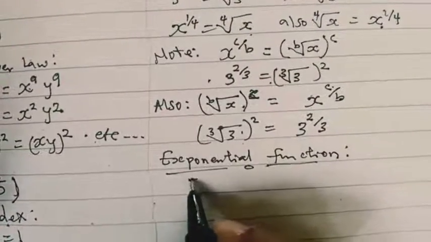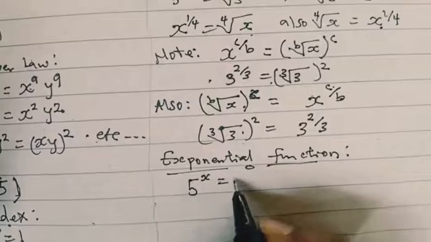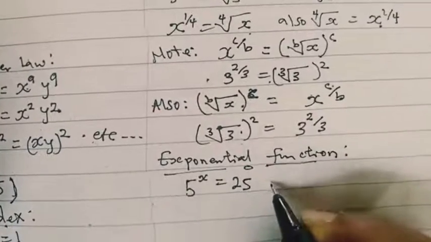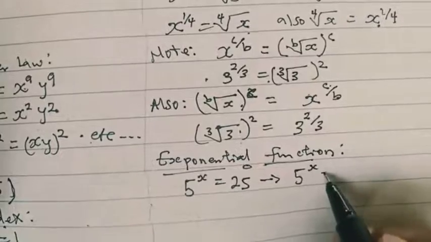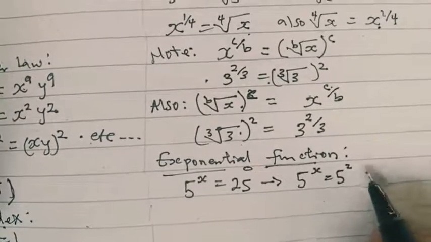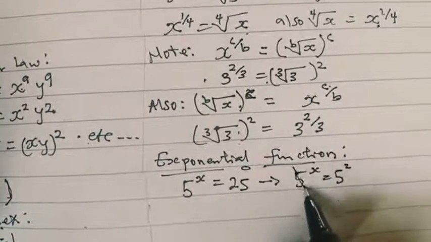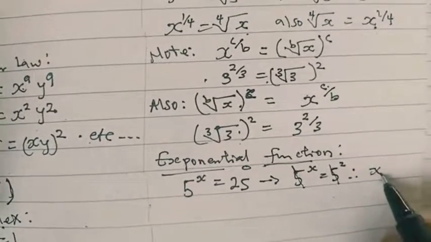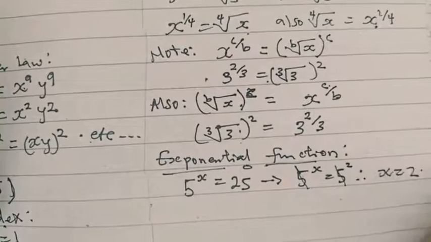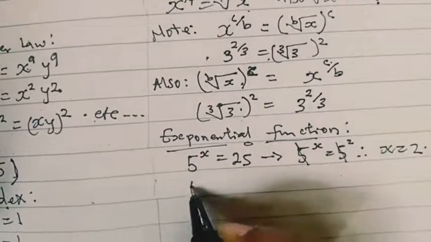So let's say the unknown you are looking for is the power of a base number, as in 5 raised to power x equals 25. The unknown we are looking for is x. So you are going to express the other side of the equation in form of the base number on the right hand side. So 25 will be 5 raised to power 2. So 5 will cancel 5, then x will be equal to 2.